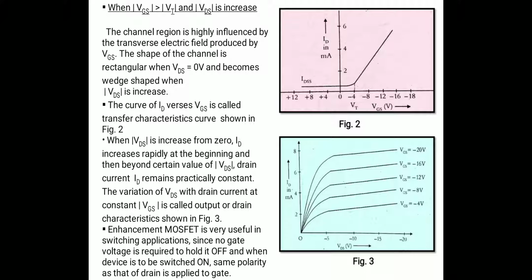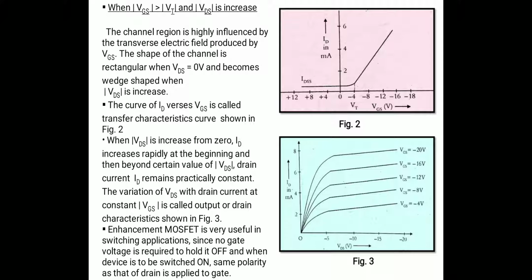The variation of gate voltage with drain current is shown in figure 2. It is called the transverse characteristics curve. From that curve, it is clearly seen that when the gate voltage becomes more and more negative, greater than the threshold voltage, the drain current goes on increasing.